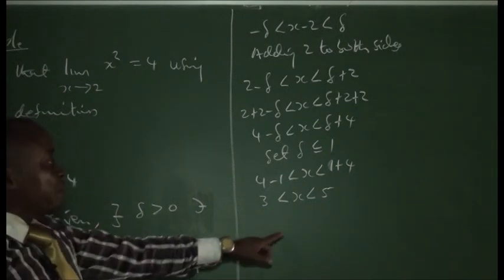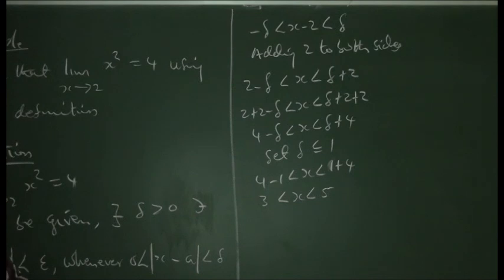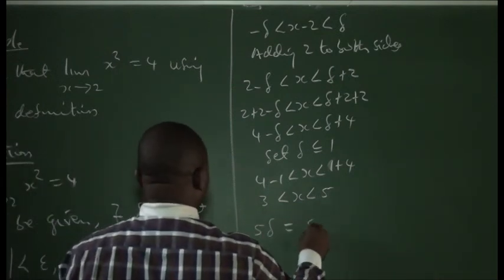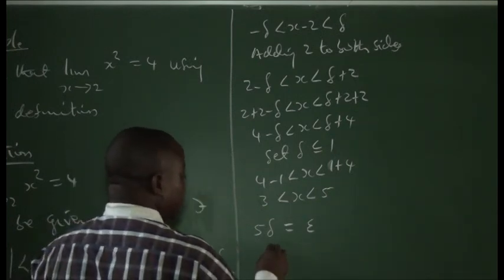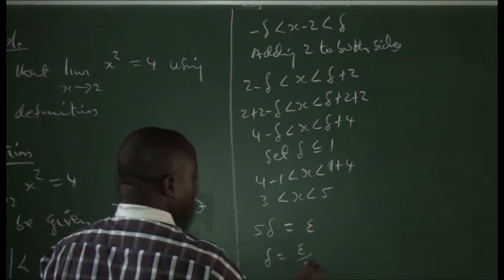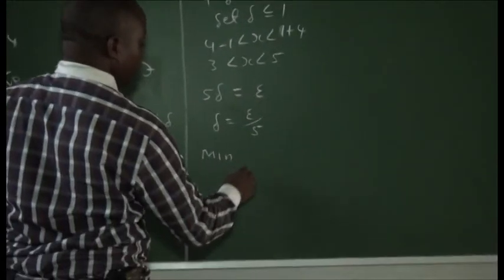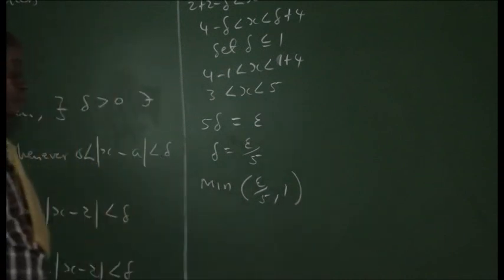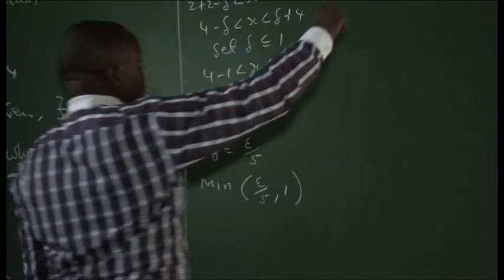Now if I compare this with delta, I now have that 5 delta equals epsilon, which means that delta is epsilon over 5. We can also write this as the minimum of epsilon over 5 and 1. So this is how we can solve this. It's very simple to solve. It's not a difficult task at all.